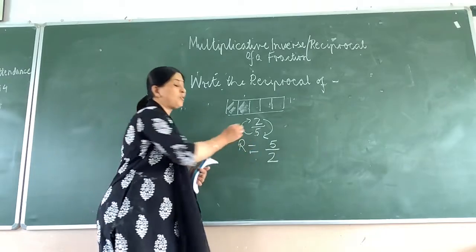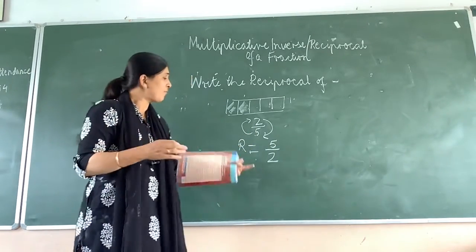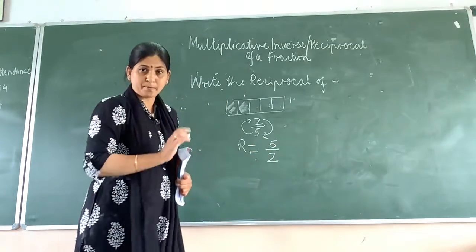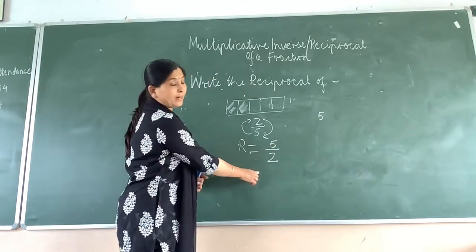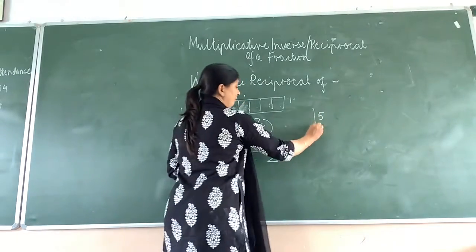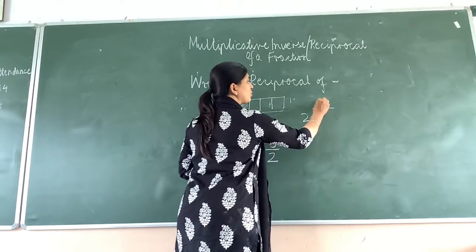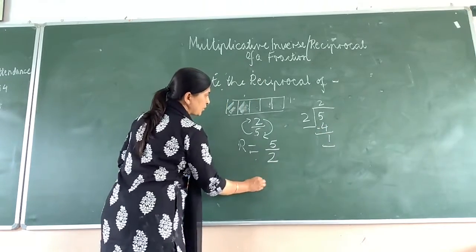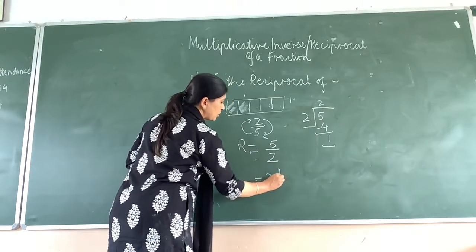Now see, 5 over 2 is more than 1. Are you realizing why 5 over 2 is more than 1? 5 over 2 is an improper fraction. Let me show that to you. Let us divide and change it into a mixed fraction. 2 times 2 is 4. So when we change it into a mixed fraction, what will it be? 2 and 1 over 2.